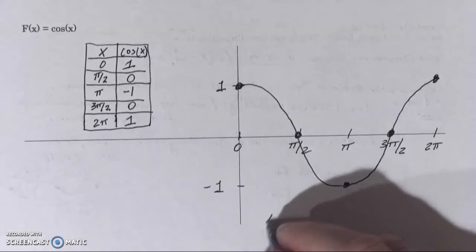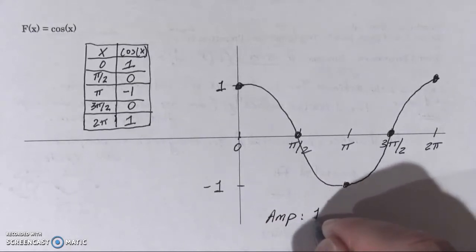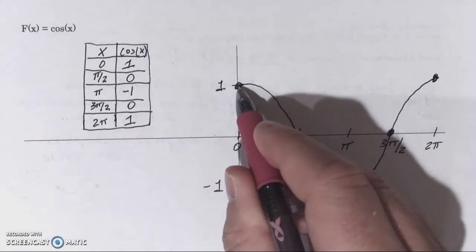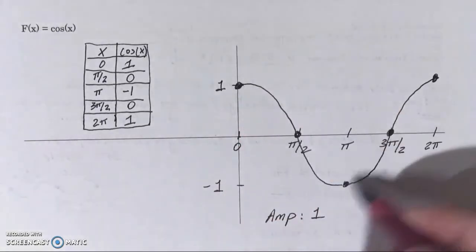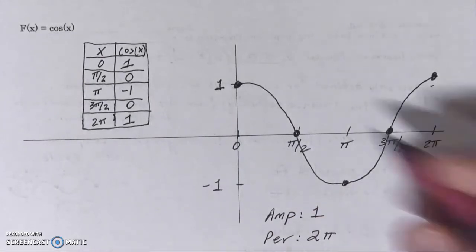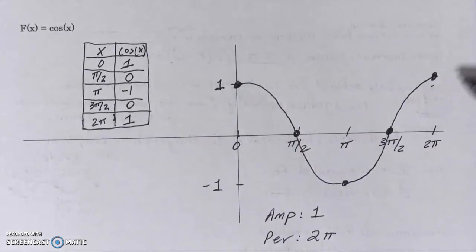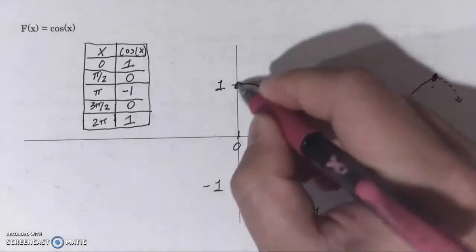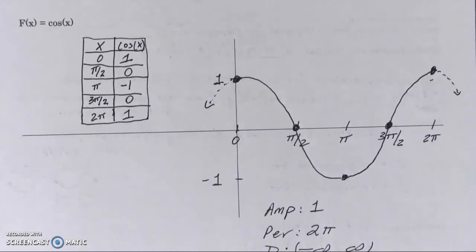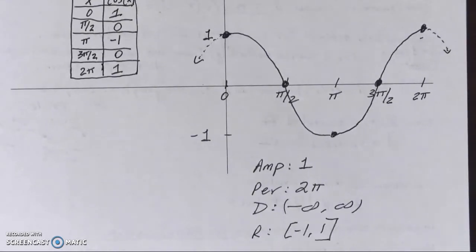All right. As you can tell, the amplitude is 1. Here's the middle of the wave. Even though we don't start there, we start up here, we start at the top. Middle, bottom, middle, top. The period, just like sine, it would take 2 pi to have it repeat. The domain would be all real numbers. The range, -1 to 1. We'll get plenty of practice with this. Just want to show you where all this comes from. Okay.